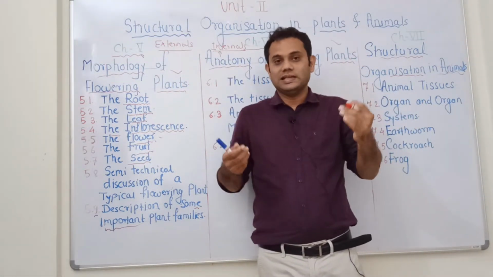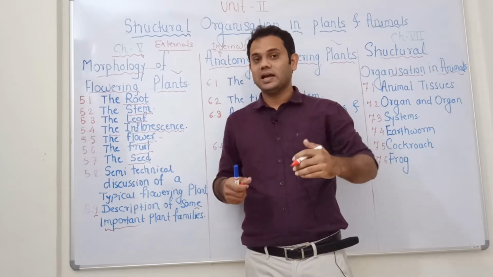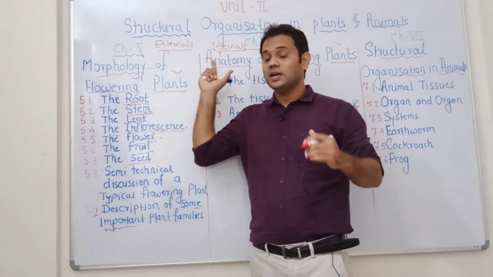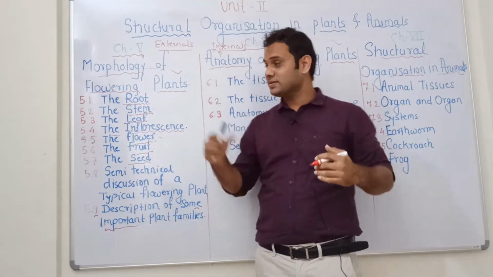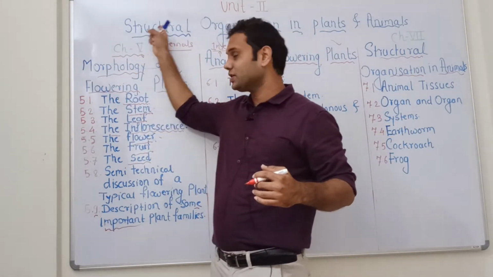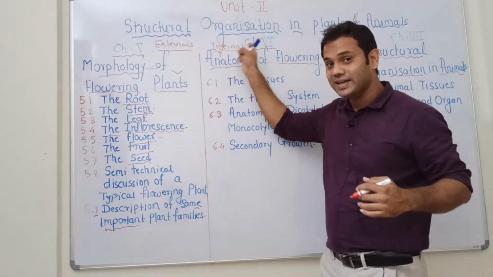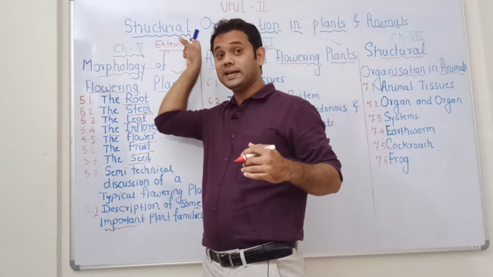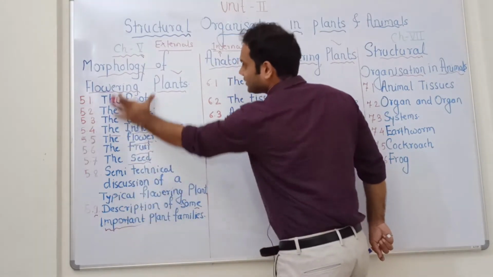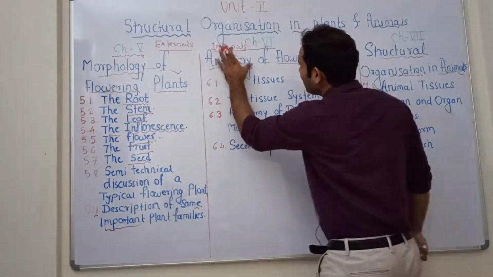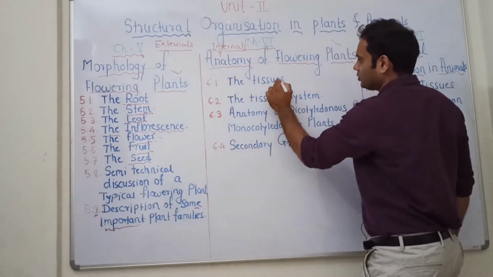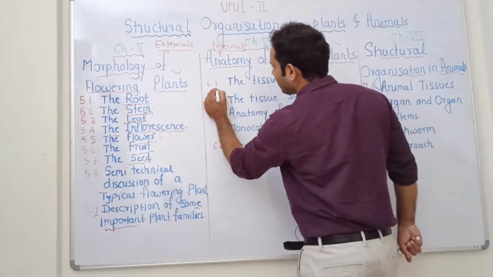Inside, at a tissue level, at a cell level, how the plant looks, that is called anatomy. The branch which studies that is called anatomy. So morphology is the external features, anatomy is the study of internal structures. Here we have studied all the external features; here we'll study the internal features. In that there are 4 different points.